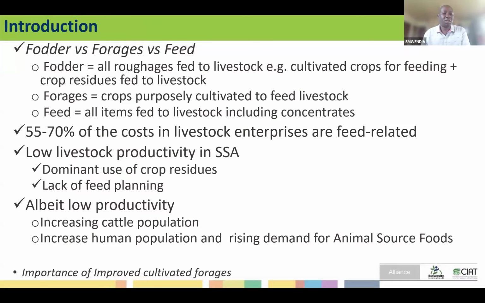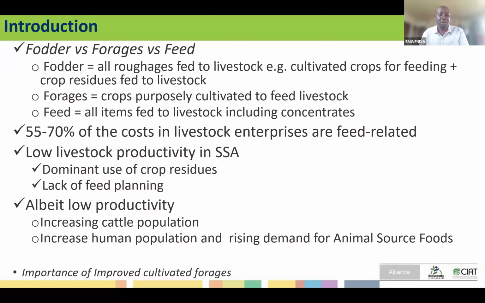Now, as a way of introduction, I have three terms here: fodder, forages, and feed, that sometimes are used interchangeably and probably not with very nice fitting. You may use one when you actually want to mean the other. When we say fodder, we are actually looking at all roughages fed to livestock, whether it is cultivated or crop residues. But when we say forages, we refer specifically to crops that are purposely grown to feed livestock. And when we say feed, it actually combines the two, including the concentrates.